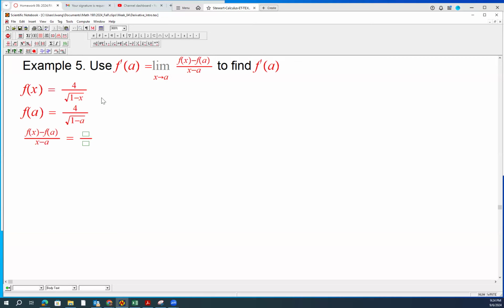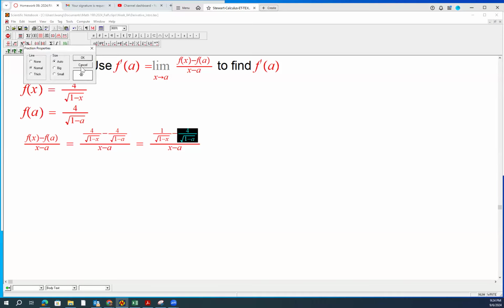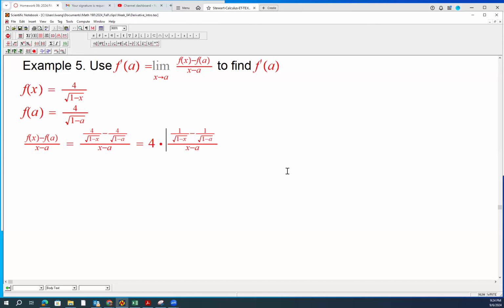So now we're working on this piece. So x minus a, stay there. f of x minus f of a, right there. Okay. You know, one of the things we can do is that we can factor out the 4, if you like. Okay, this is what I meant. So this 4, we're going to take it out, factor it out, right? We're going to put the 4 over here. Okay, so it looks a little bit simpler.